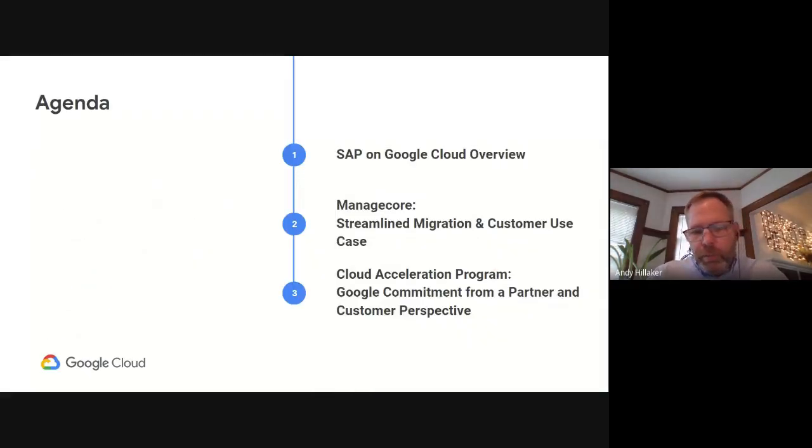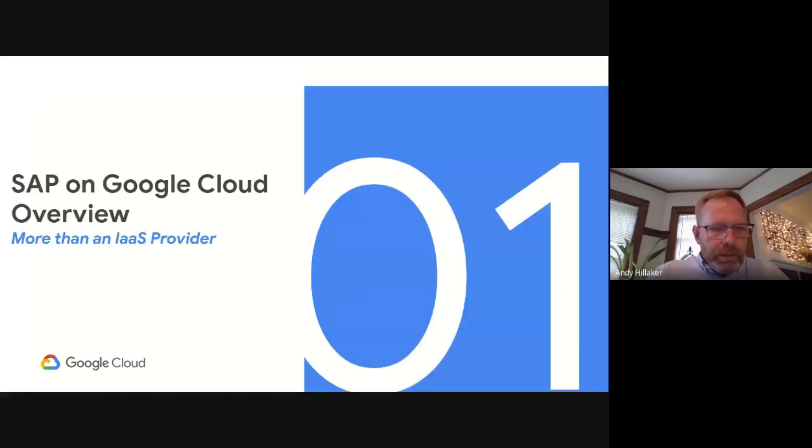So here's our agenda. I'm going to spend 15 or 20 minutes and just talk about Google Cloud, our relationship with SAP, why would you want to run SAP on Google anyway? And I'll end with a description of an incentive program that we have running in 2020. Then I'm going to hand it over to Frank, and Frank will talk about Managecore, migration customer use cases, and we'll end with some information about a customer. So let's go to the next slide and the next one.